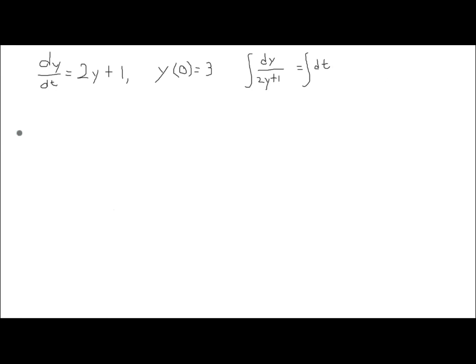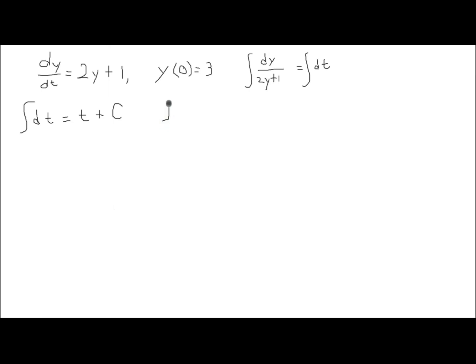So we can write here that the integral of dt is simply t plus c. That's the general term for that, because it's a constant and the derivative of a constant is 0. That's the general solution for the integral of dt.